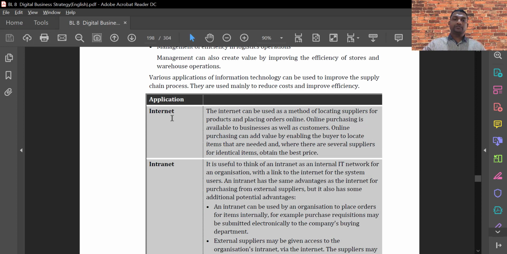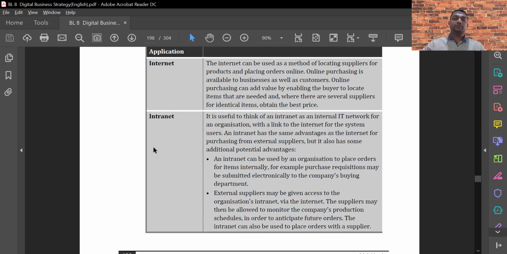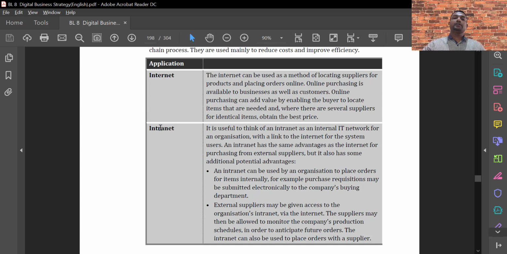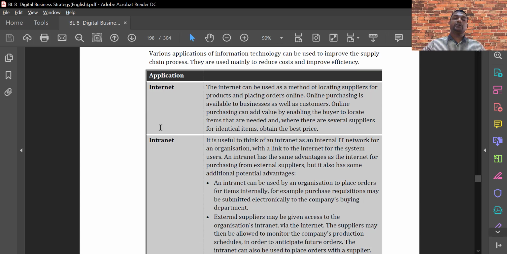Internet can be used as a method of connecting with suppliers, products, placing the orders. So the internet helps to reduce cost and improve efficiency because you can connect with these parties. Intranet is very useful within the organization, where you can link the internal systems and let all the internal processes work seamlessly in the system. So an intranet also is contributing to this efficiency.